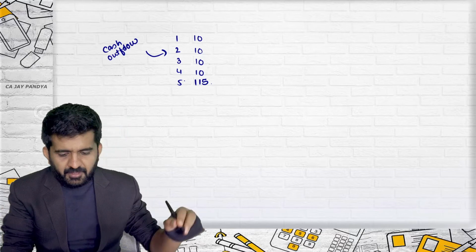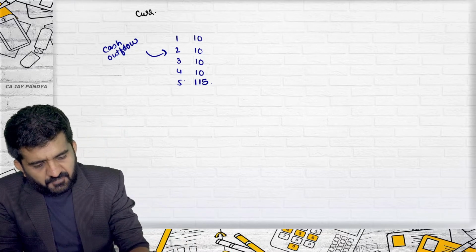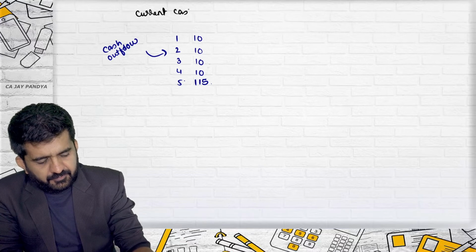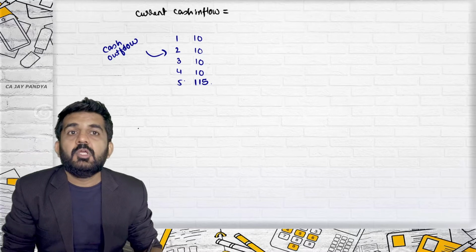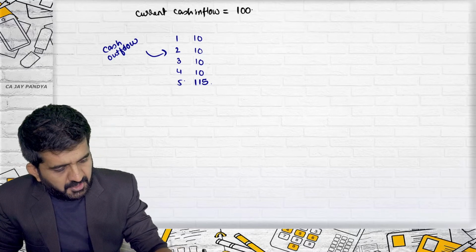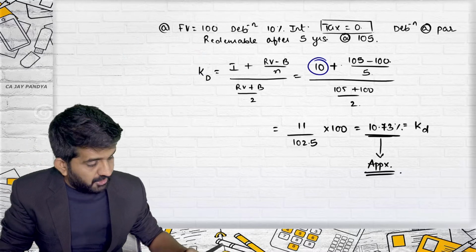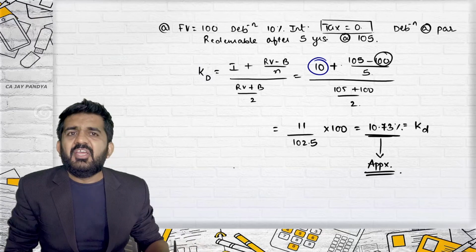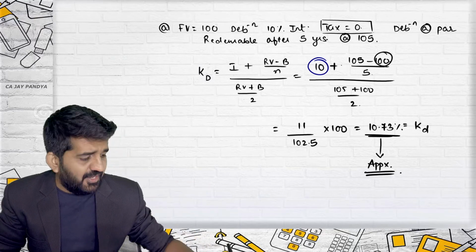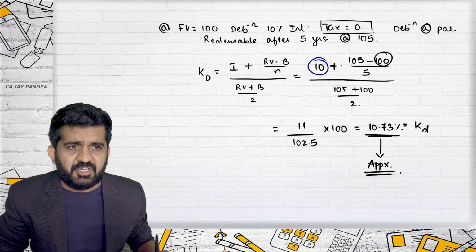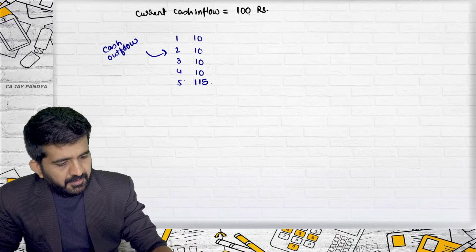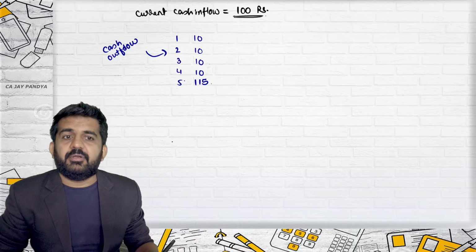Is it all right? What is the current cash inflow for the company? 100 rupees? Because we have taken borrowings as 100. If it was 95, we could have taken 95. Then here it will be 95. We have taken it 100 in this question. So what is your cash inflow? 100. Let's start.